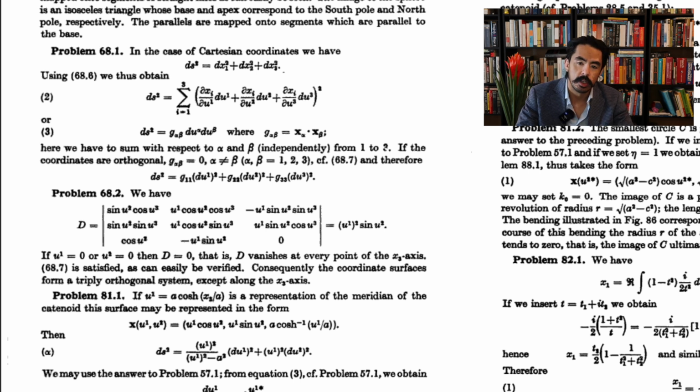The orthogonality conditions of the scalar product for curvilinear coordinates equaling 0 when it's not the scalar product of the same coordinate with itself, that condition is satisfied, as can easily be verified. I believe you, I don't doubt that. We don't need to do that tediously, laboriously by hand right now. Consequently, the coordinate surfaces form a triply orthogonal system except along the x3 axis. And there you have it.